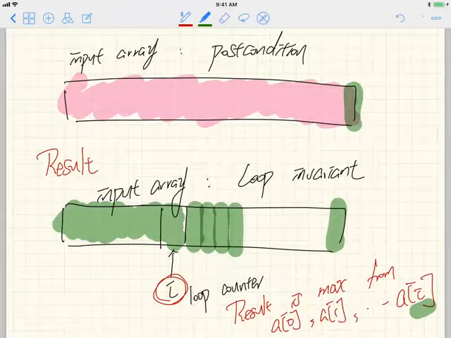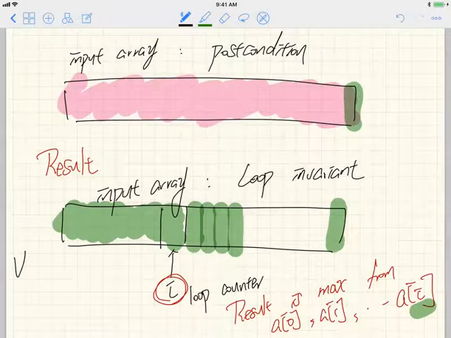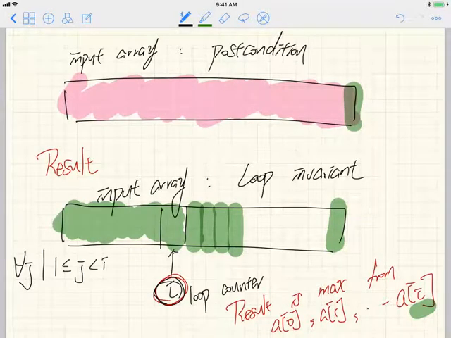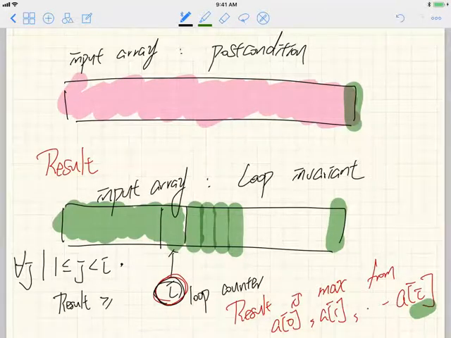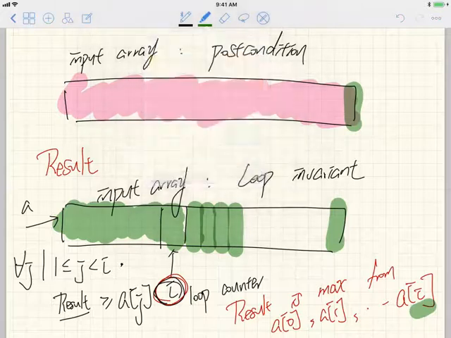Very quickly, in universal quantification, we can say that for every j, we got I as a loop counter, such that, let's say we got lower, which is 1, 1 less than or equal to j, and now I will say less than I. I'll tell you why it should be strictly less than; we'll see an example where it is not. And it is the case that result is larger than or equal to a j. This is array A. So this is the loop invariance we have.